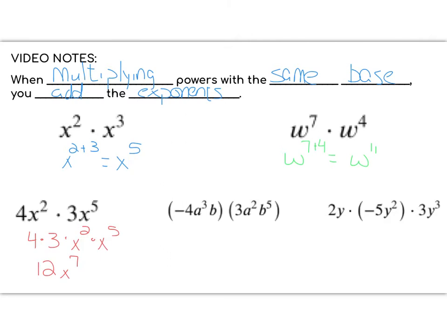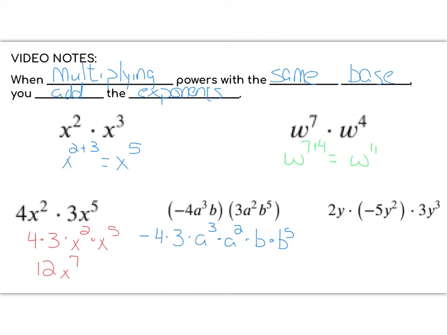It does not matter how many variables you have. You just put the ones that have the same base together and add your exponents. So in this next problem, I have -4 a cubed b times 3a squared b to the 5th. This is all multiplication, so the commutative property says I can write it any way I want. So I'm going to put my coefficients together, -4 times 3. I'm going to put my a's together, a cubed times a squared, and I'm going to put my b's together, b times b to the 5th.